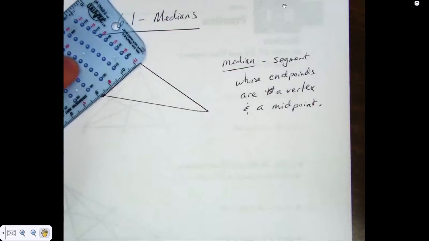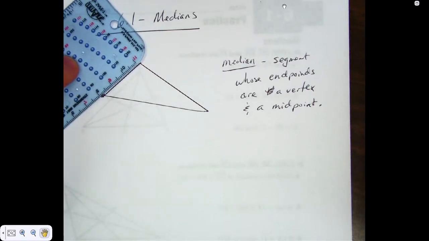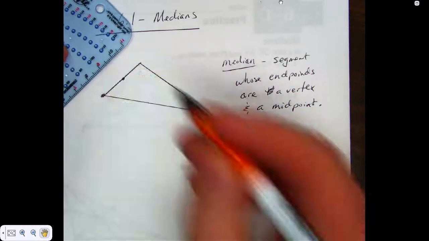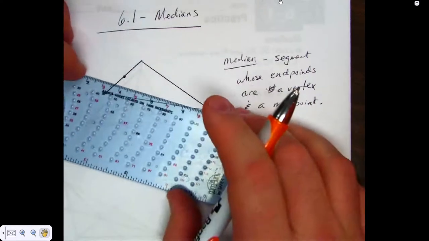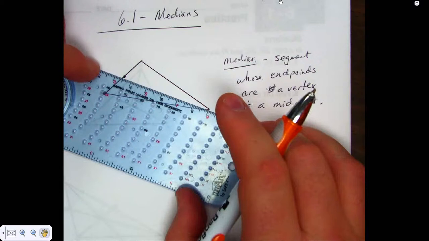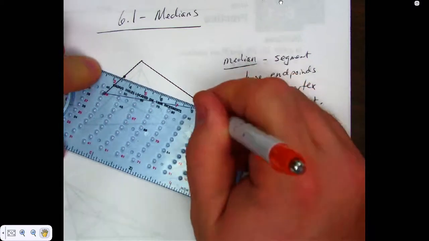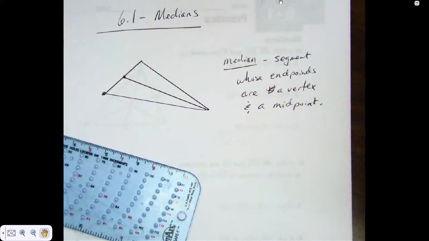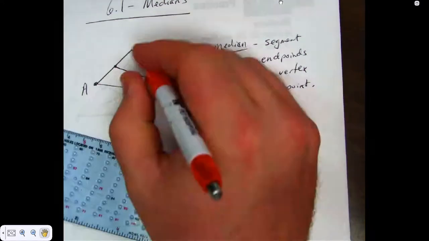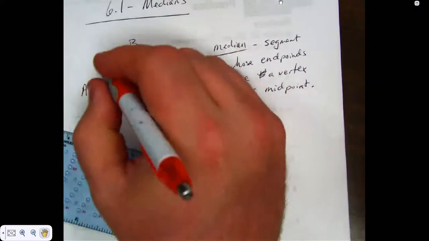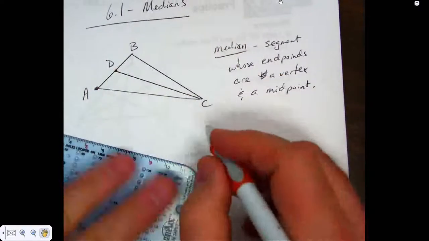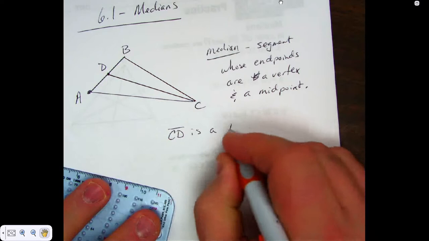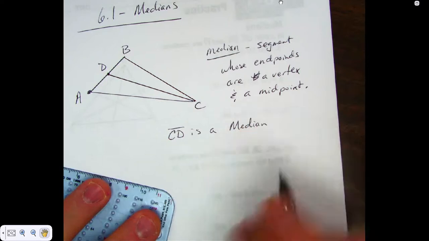I actually purposely made this one 1, 2, 3 long. That right there is the midpoint of that segment. A median is a segment I draw that goes from the vertex to the what? That is a median. This is triangle ABC. Call that D. So CD is a median.